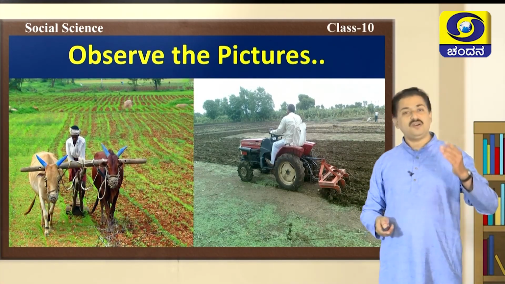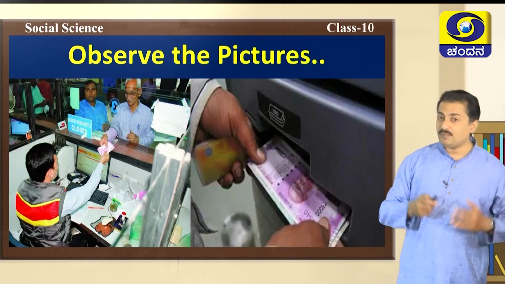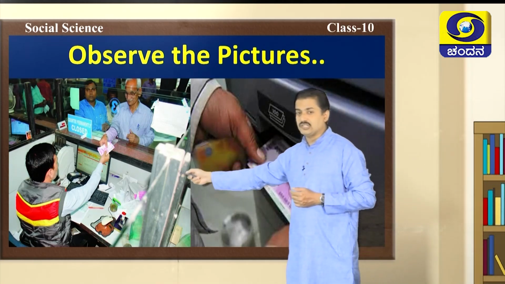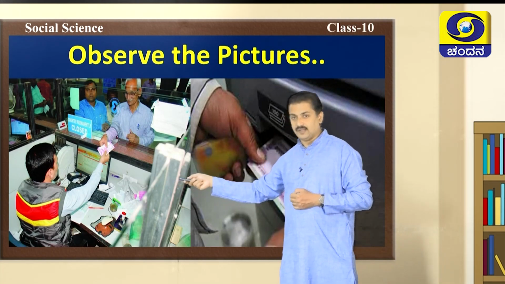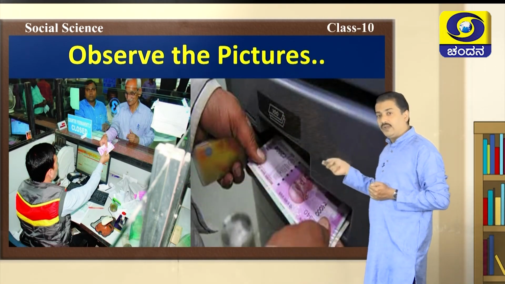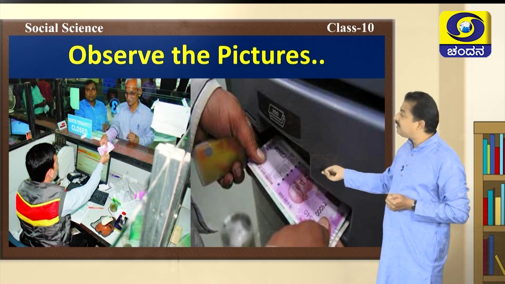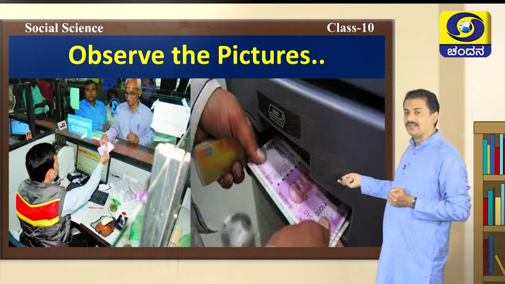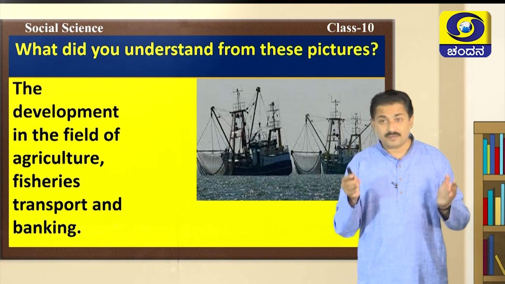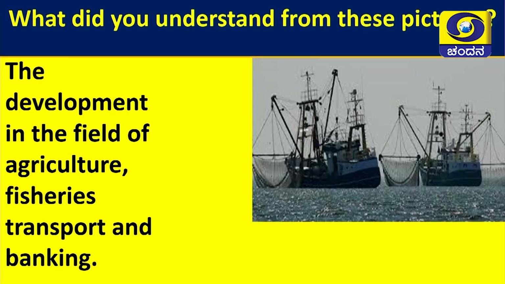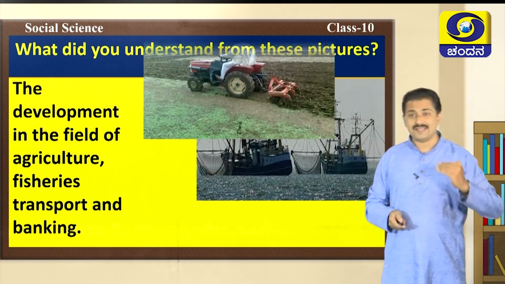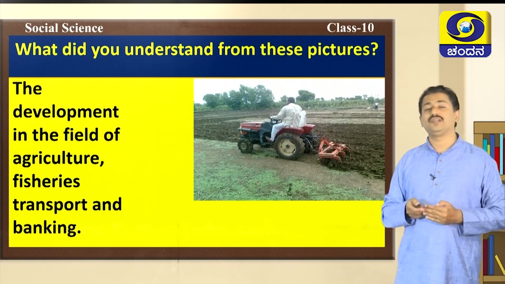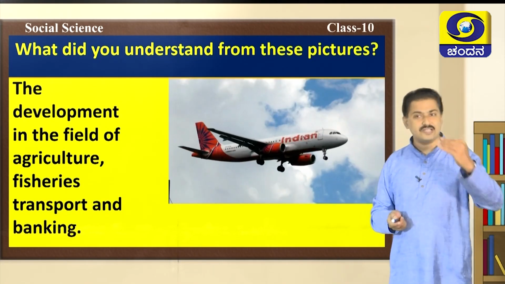Likewise, you need to observe one more picture now. In the first picture, a customer is withdrawing money at the bank counter. In the second picture, without going to the bank, the customer is withdrawing money from the ATM machine. So, what did you understand from these pictures, dear students? The development in the field of agriculture, fisheries, transport and banking, all these you learnt from these pictures. I hope you guessed it.